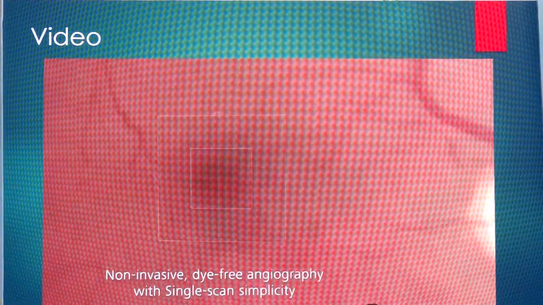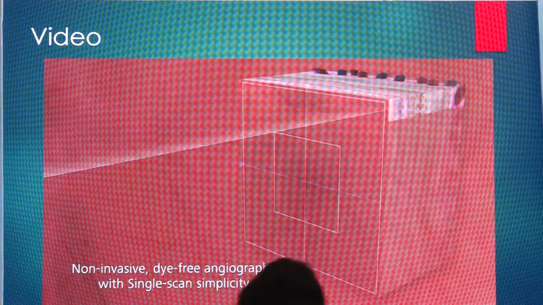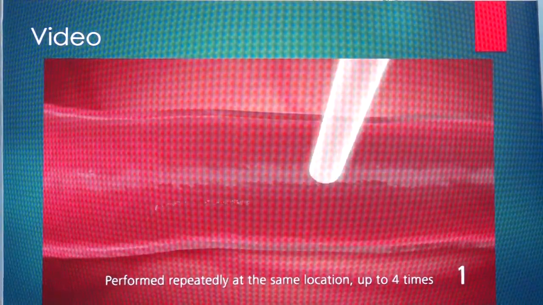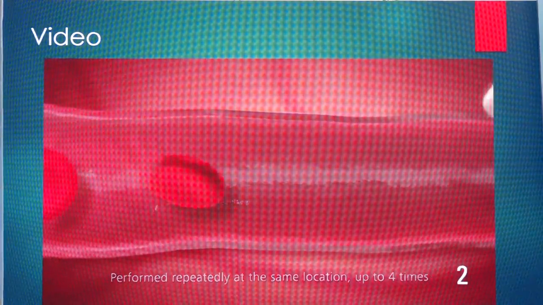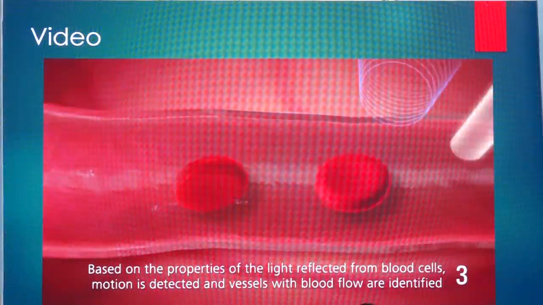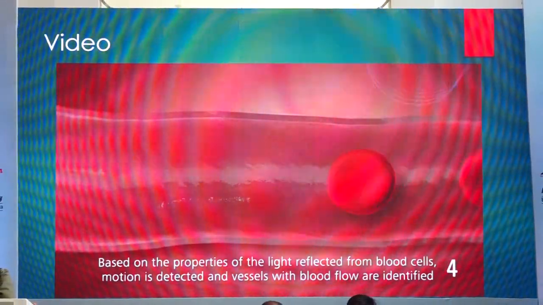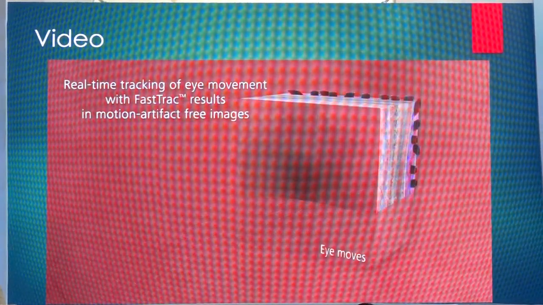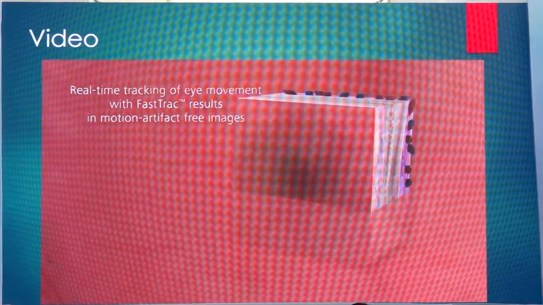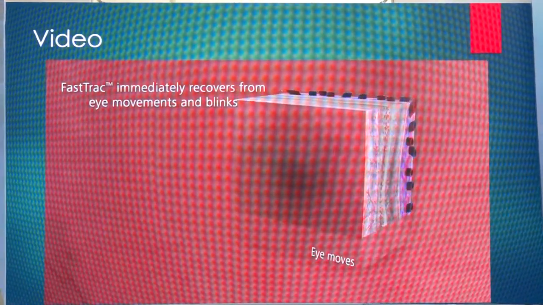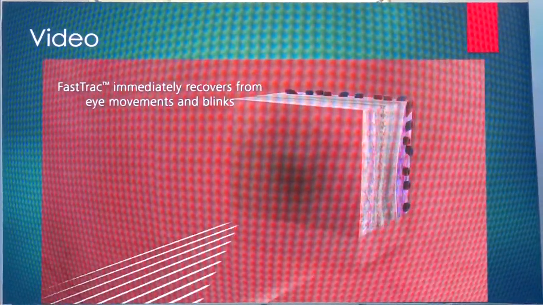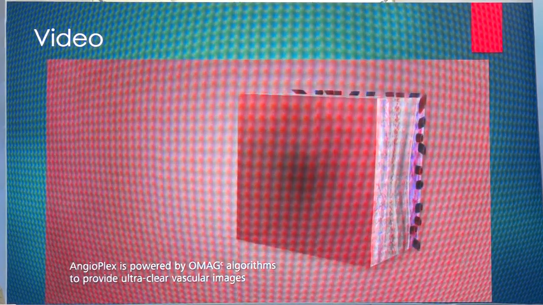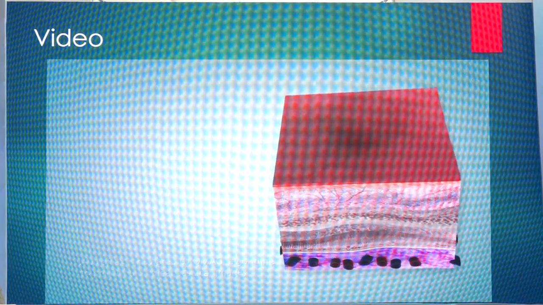This is the non-invasive dye-free angiography with single scan simplicity. The motion of red blood cells is detected by sequential OCT. It is performed repeatedly at the same location. Based on the properties of the light reflected from RBC, motion is detected and vessels with blood flow are identified. Real-time tracking of the eye movement with FastTrac results in motion artifact-free images, which is available in few machines like ZEISS and Heidelberg. FastTrac immediately recovers from eye movements and blinks, so you don't see motion artifacts in these kind of OCT pictures.